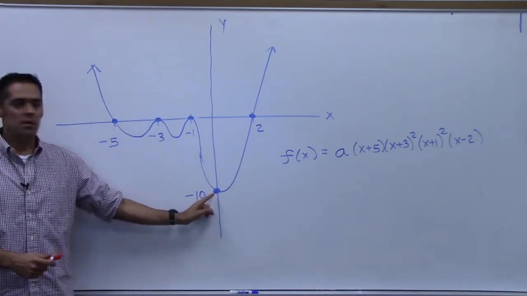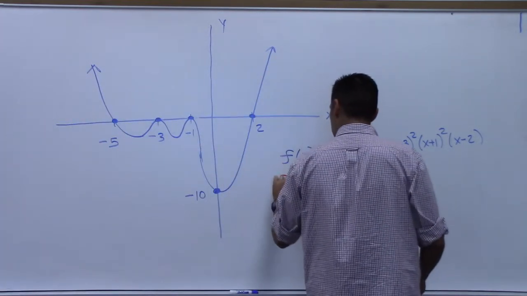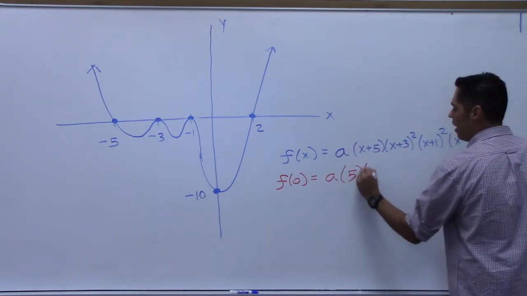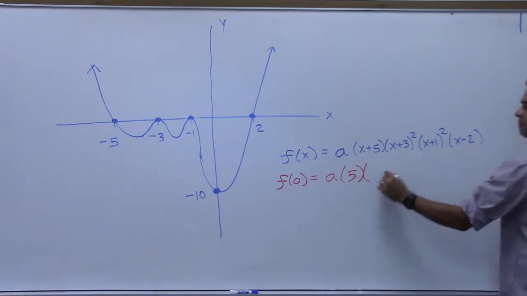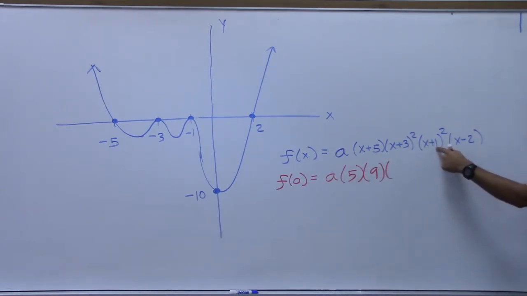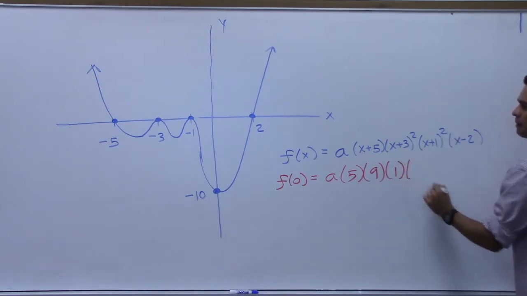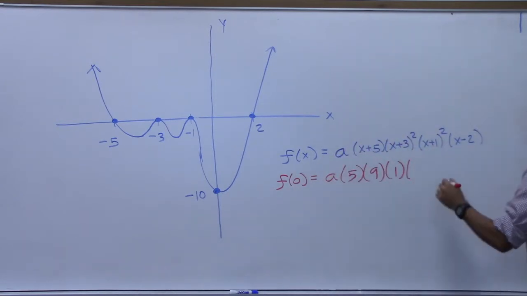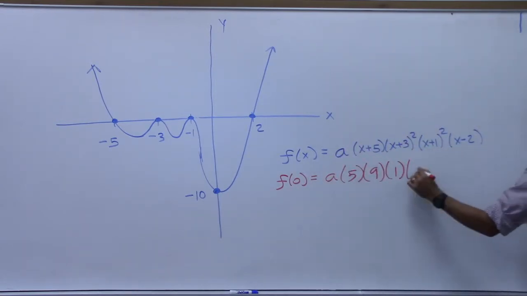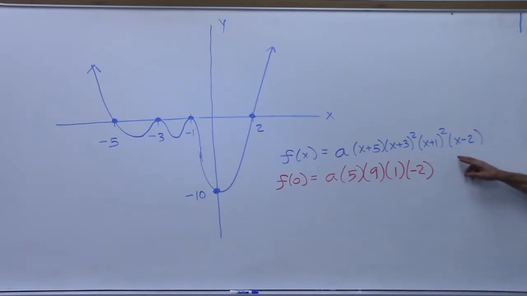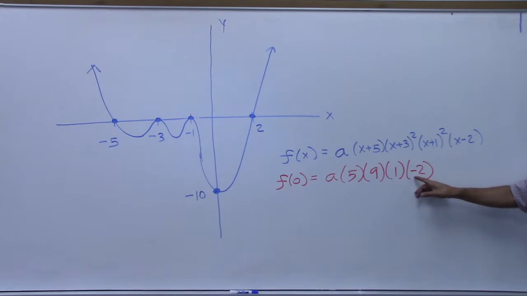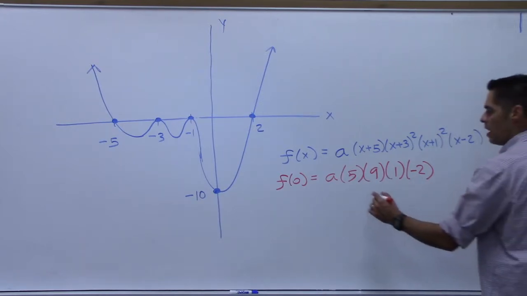And what I'm trying to do is find the A that's going to stretch this down to make that point cross through. So I now come over here and I say, all right, f of 0 is, well, A, 0 in here, 5, so times 5. 0 in here, 3 squared, 9. 0 in here, 1 squared, 1. No. Remember, the x-intercept is opposite of the factor. Yeah, okay. So what else? Negative 2? Like that? Everyone see that? Now what's 5 times 9? 45 times negative 2? Negative 90. So this is negative 90a.